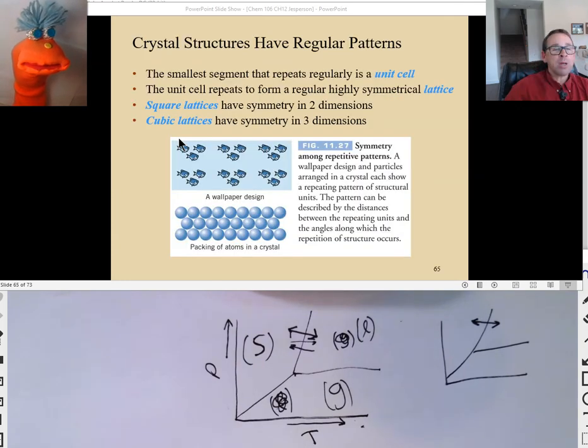Now, we have one last thing to talk about, and this is about solids in their crystalline form. Solids in their crystalline form. And I think it would probably be best if we talked about this in a different video.